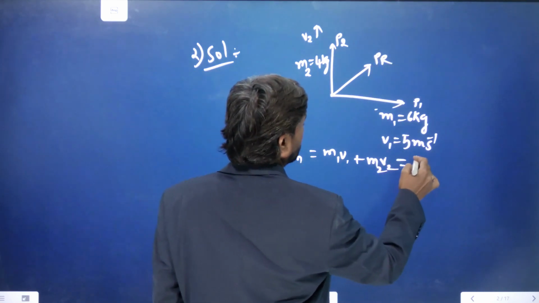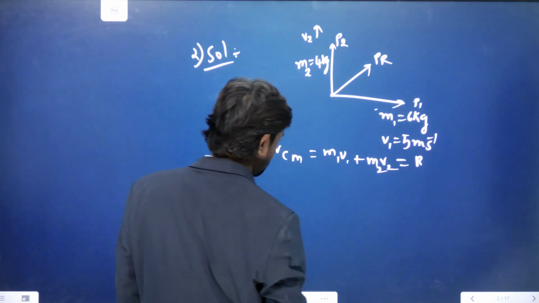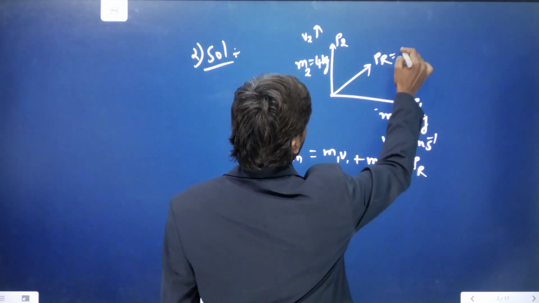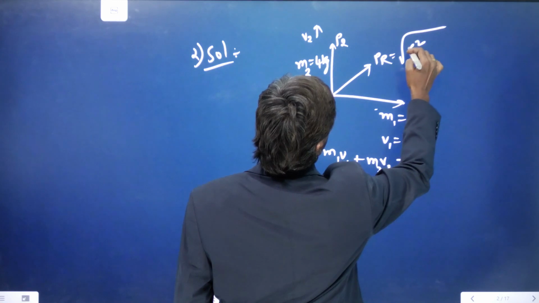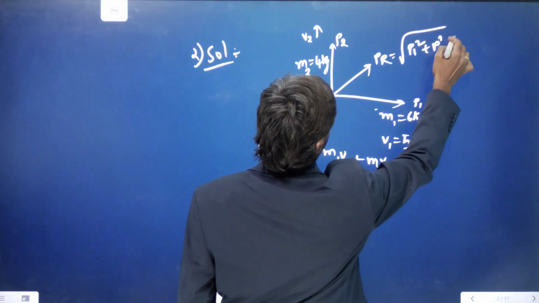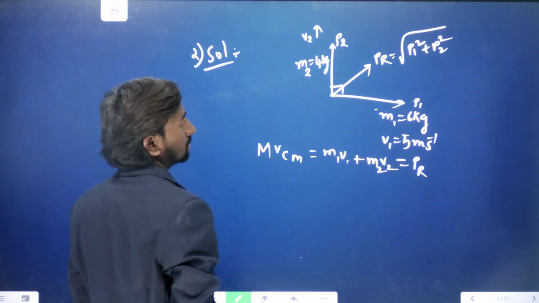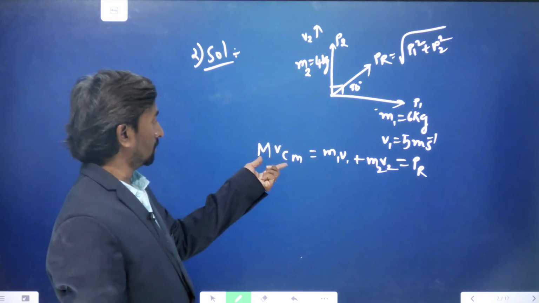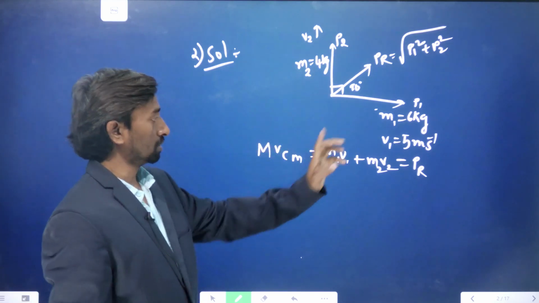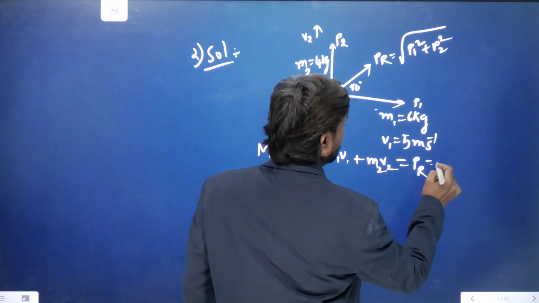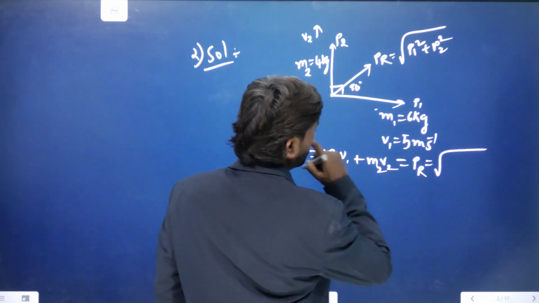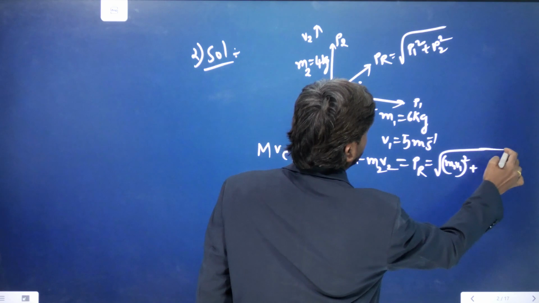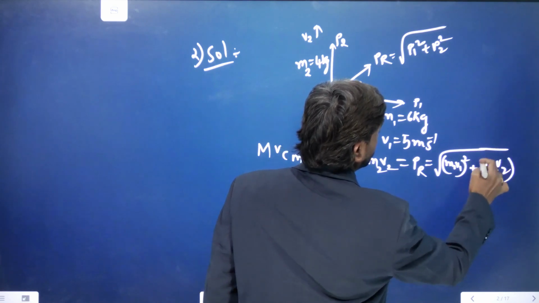So that can be written here. PR, the resultant, is the square root of P1 square plus P2 square, because the angle between the two momenta is 90 degrees. Resultant momentum will be like this. So PR is equal to the square root of P1 square plus P2 square, where P1 is M1 V1 and P2 is M2 V2.